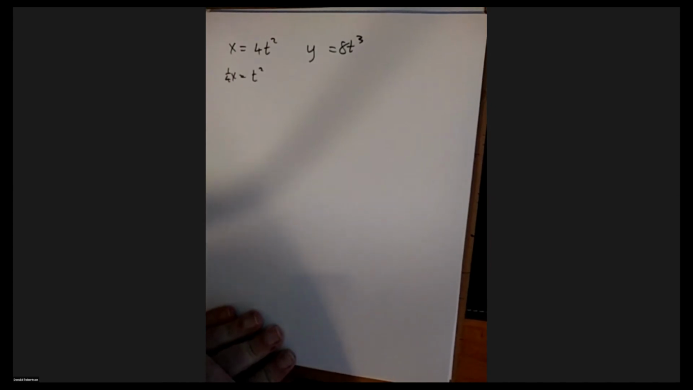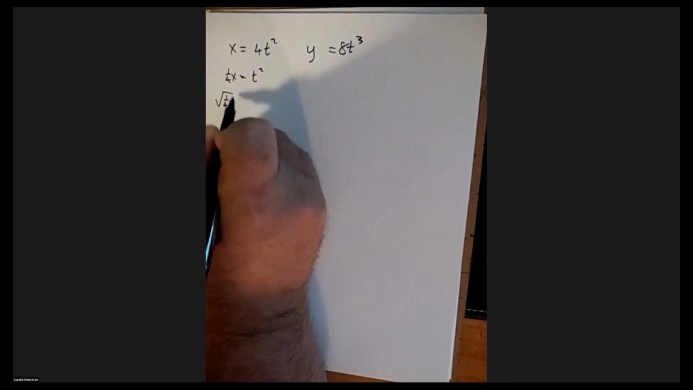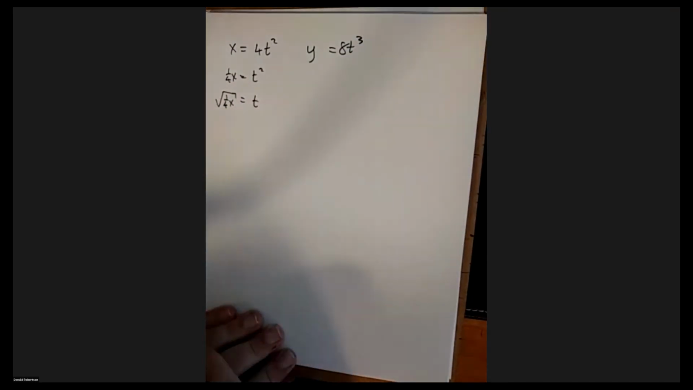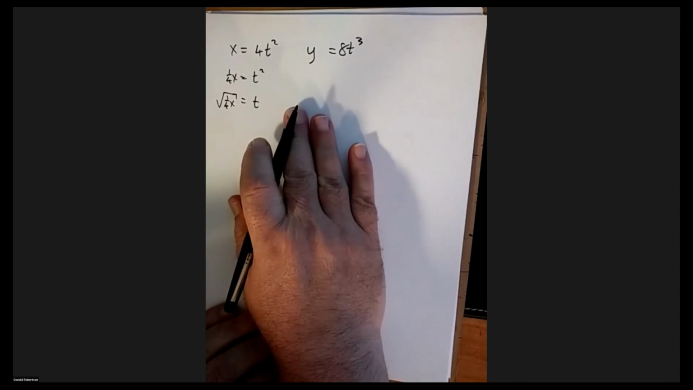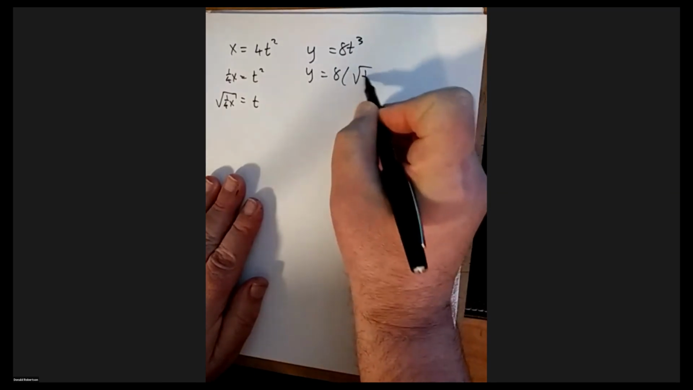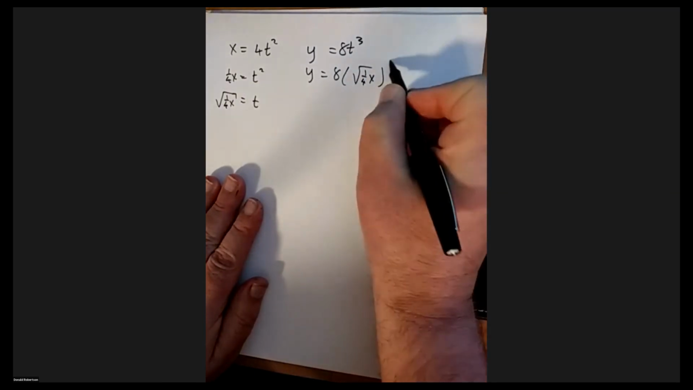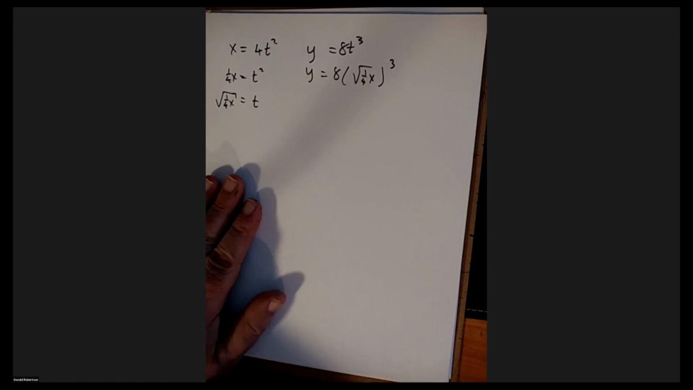We happy with that? And then I'll take the square root of it. No way is that a pretty answer, right? T is square root of 1/4 x. Not very nice looking. That makes it 8 times the square root of 1/4 x cubed. Things are not looking particularly good here, are they?